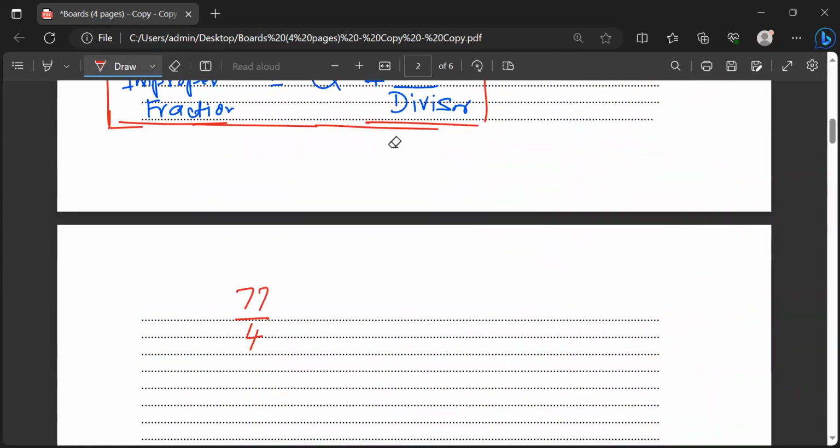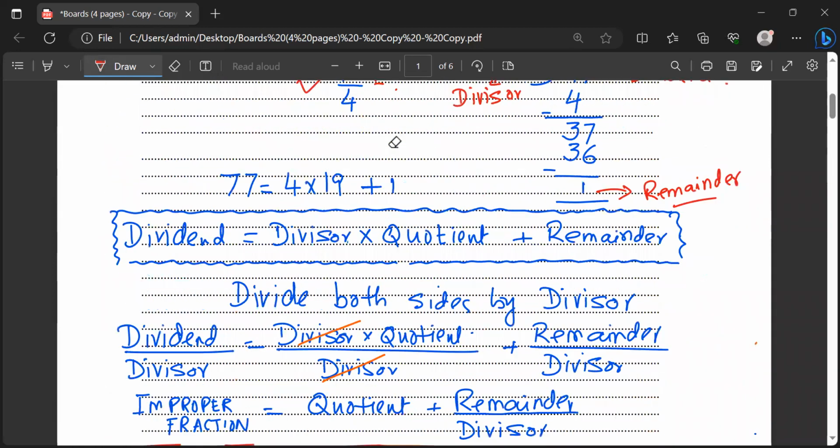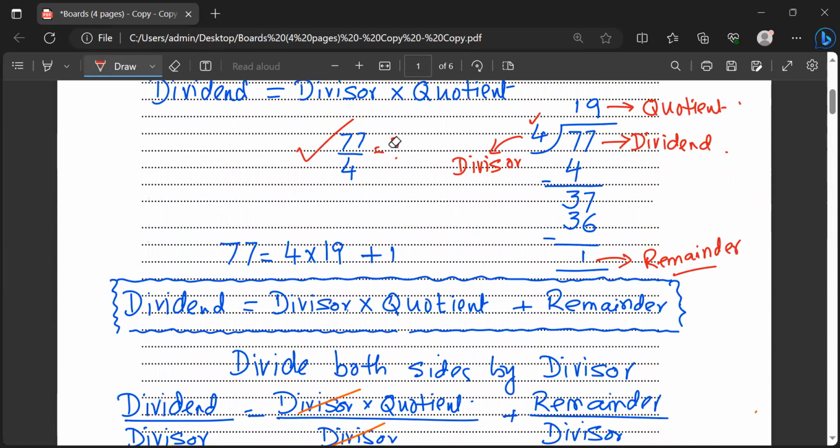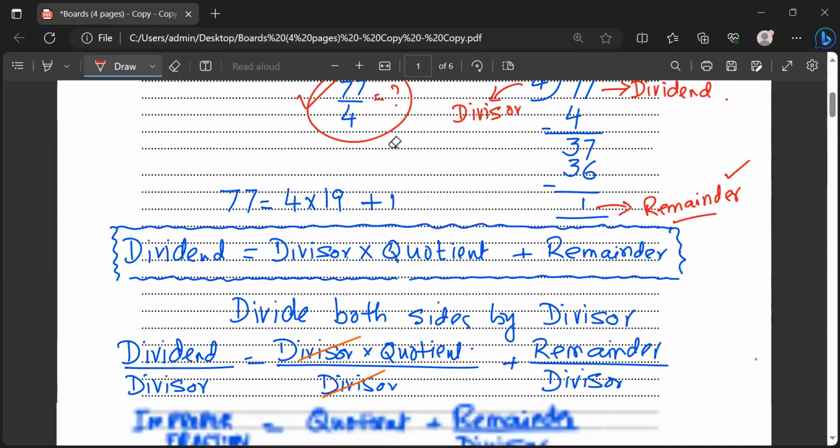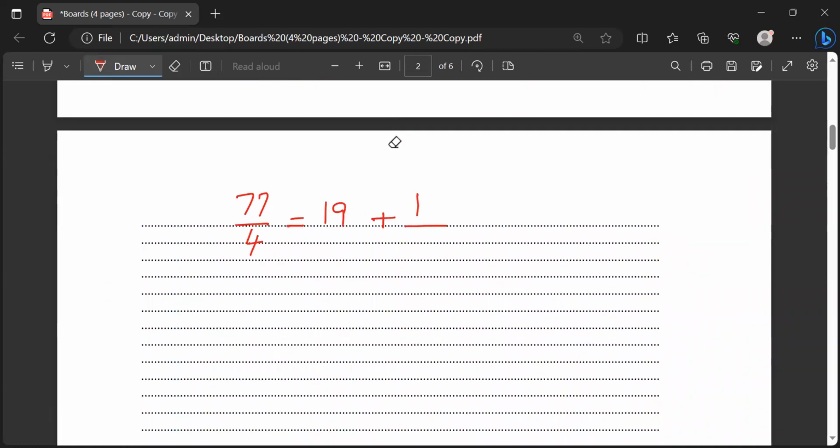77 over 4: quotient was 19 plus 1 was the remainder, and the divisor was 4. So quotient 19, remainder 1, divisor 4. So 77 over 4 can be written as 19 plus 1 upon 4. So whole number and then a proper fraction. This is the same as if you write 19 whole 1 over 4. So 19 whole 1 over 4 is actually 19 plus 1 over 4.